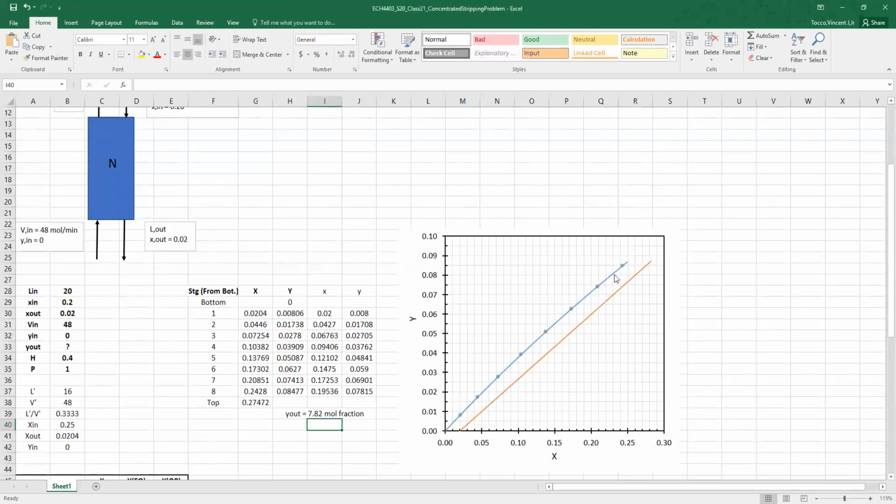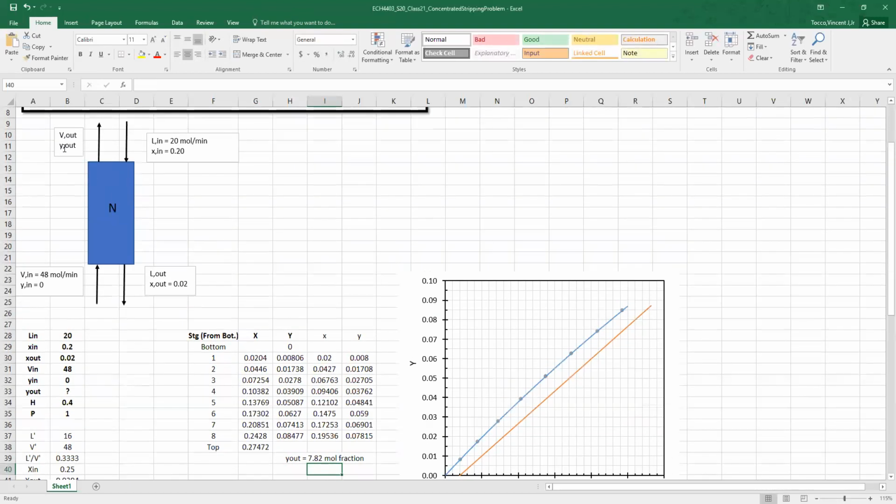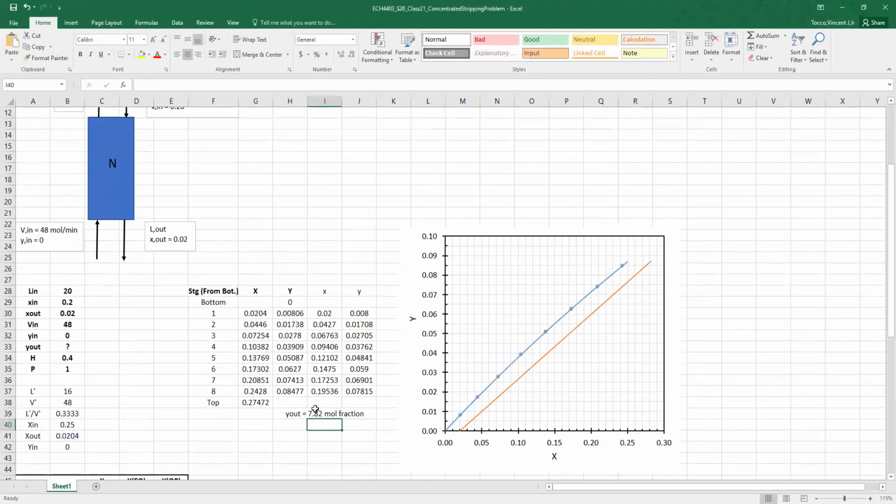So again, this concludes the video about how to calculate just the number of stages. In the next video, we'll come back and I'll show you how to reconcile the two. In other words, how to make it such that the value that you calculate by material balances matches what you get by doing the stage step.